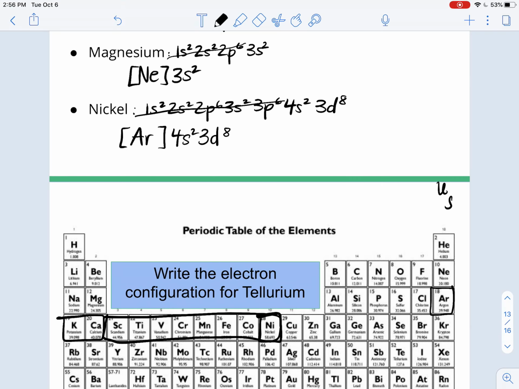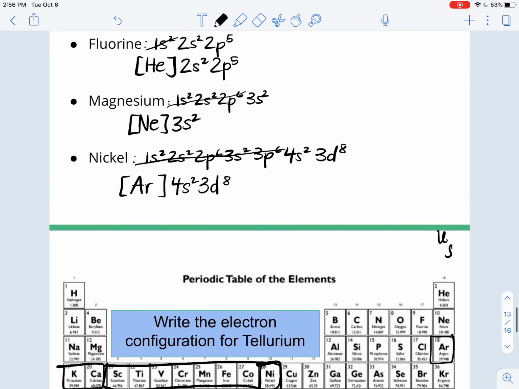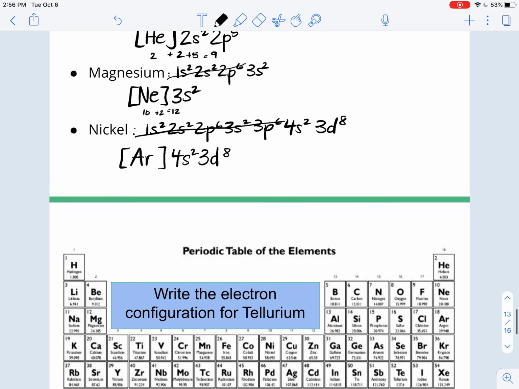You guys can also check your answer for these by looking at the atomic number of the noble gas. So if you take a look at fluorine, we know that we should have 9 electrons. Well, helium consists of 2 because its atomic number is 2, plus these 2 electrons plus 5, which gives you 9. All right, same thing for magnesium. If you look at neon on the periodic table, that's number 10. So 10 electrons plus 2 more equals 12. That's perfect, because magnesium is number 12. Same thing with nickel.